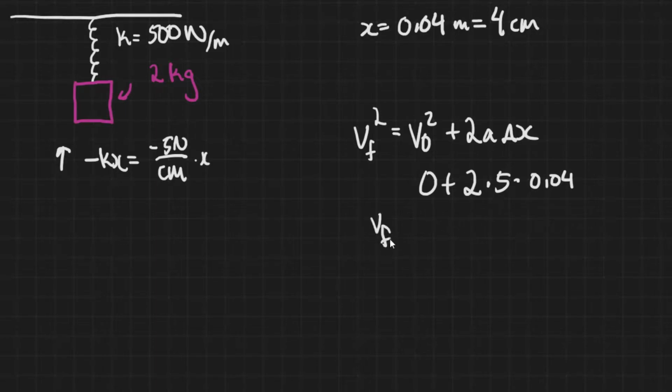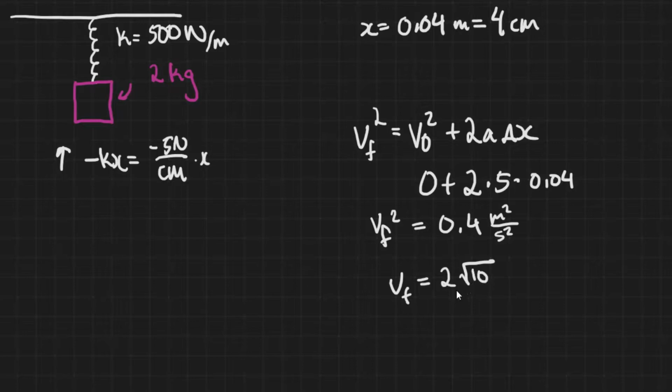So Vf squared is equal to 0.4 meters squared per second squared. And so we square root this, and we get Vf. Vf is equal to the square root of 0.4, which is just 2 times the square root of 1 over 10, which is 2 times the square root of 10 over 10, which basically is square root of 10 over 5. So that's the final velocity.